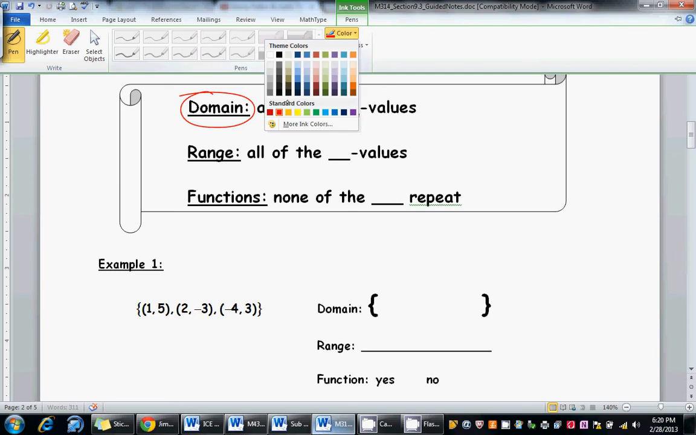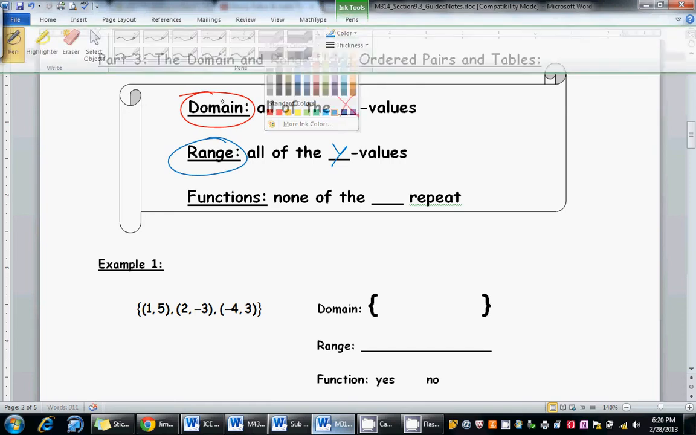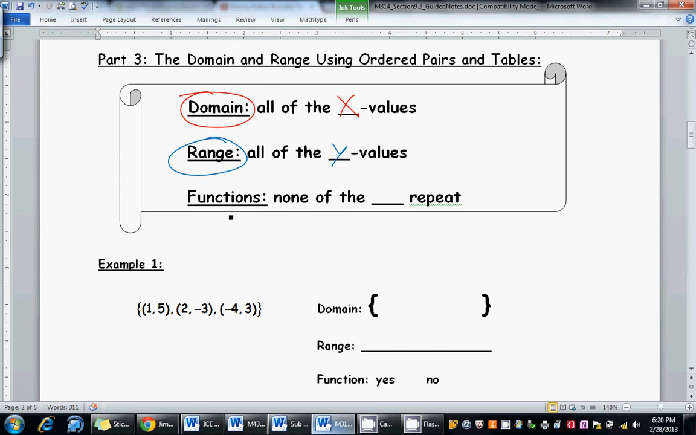Range, on the other hand, is a term used for all of the y values. And in general, you have a function when none of your x's repeat. And we'll talk about this a little later. But in order to have a function, none of your x's can repeat. Okay, so let's talk domain and range.